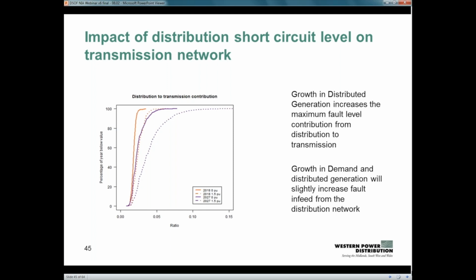We then went on to look at the impact of distribution short circuit level on the transmission network, and not surprisingly, the growth in distributed generation was increasing the maximum fault level contribution from the distribution system over to the transmission system, and the growth in demand and distributed generation will slightly increase the fault in-feed from the distribution network. And we've got similar curves there where the dotted lines show when we've modelled the maximum in-feed from non-synchronous generation.